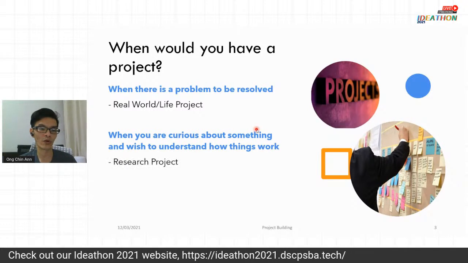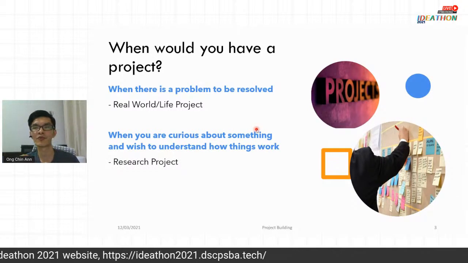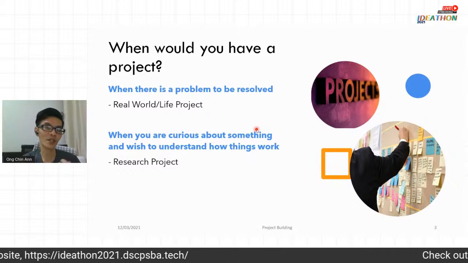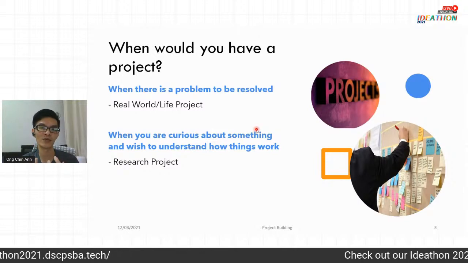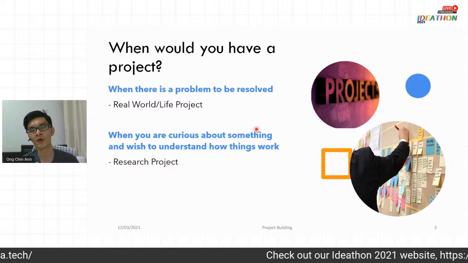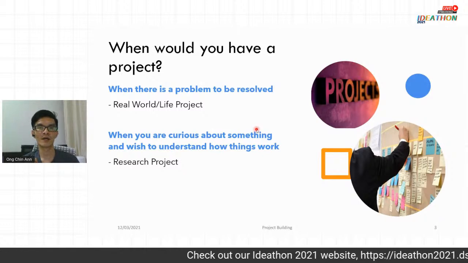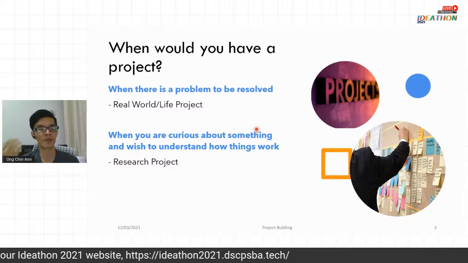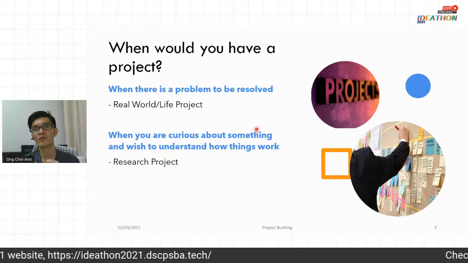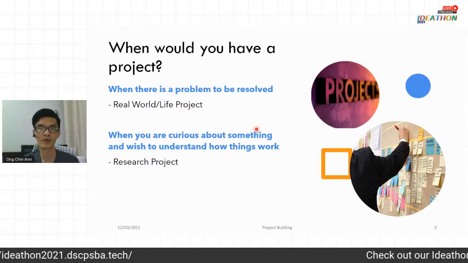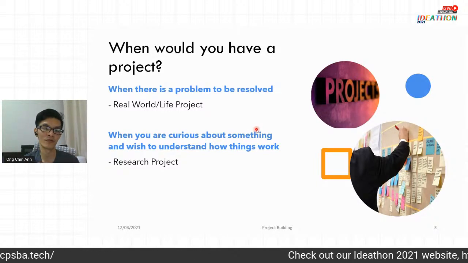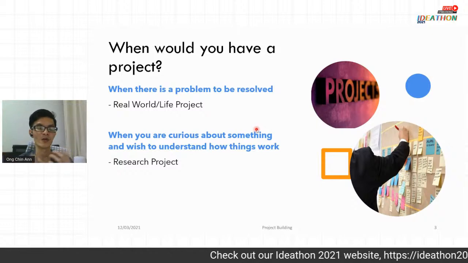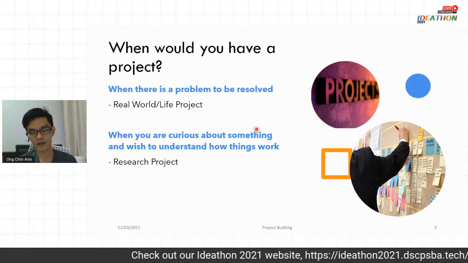And this kind of project is what we call the research project, because you're trying to do some research, and those are things that you are not familiar with, so you will want to dive deeper and try to understand the context, and then eventually you try to do some experiments, and then you try to do some observations and to formalize your findings, right? So this is what we call the research project, right?